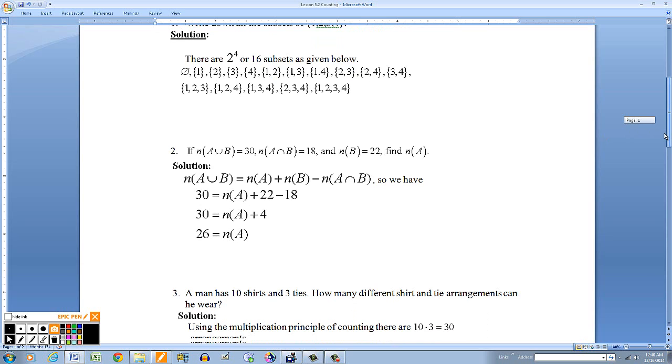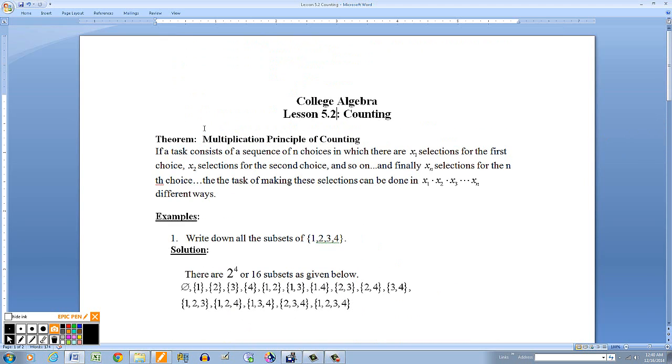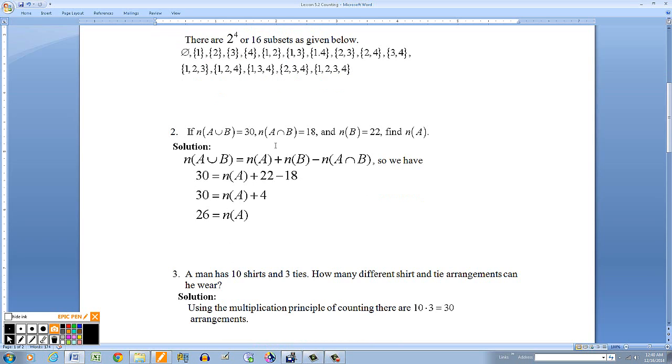Okay, the next one's an application of the multiplication principle of counting, which I did 2 examples of already. A man has 10 shirts and 3 ties. How many different shirt and tie arrangements can you wear? Again, using the multiplication principle, it's 10 times 3 or 30 arrangements.